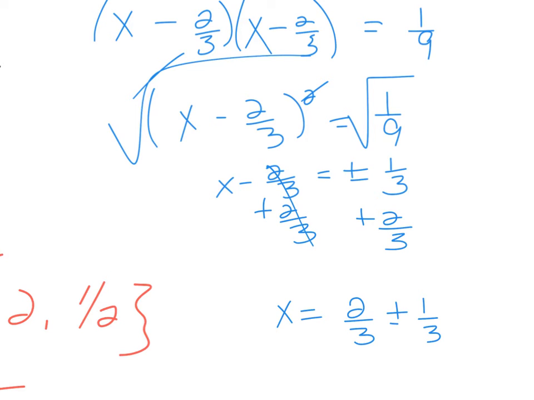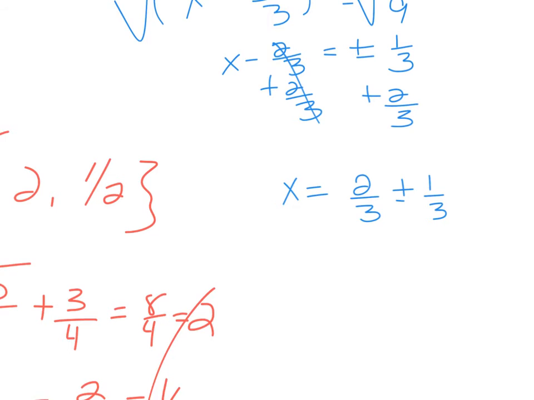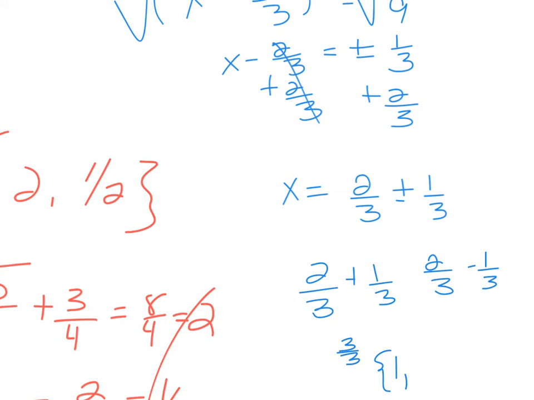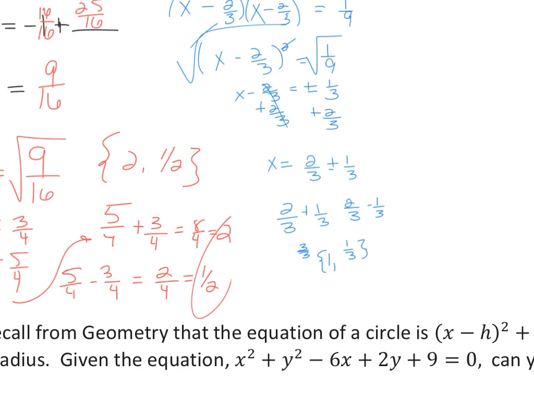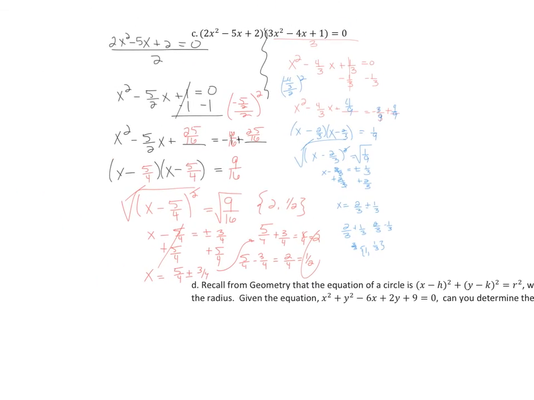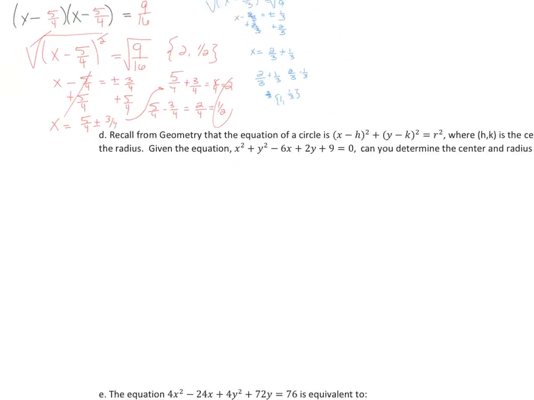Again, you're finding the actual answers here. So you're going to do 2 over 3 plus 1/3, which gets you 3 over 3, which is 1. So that's one of the answers. And then 2 over 3 minus 1/3, which is 1/3. That's your answers. So if you notice, we got 4 answers for this problem because there were 2 squareds. So those are your 4 answers.